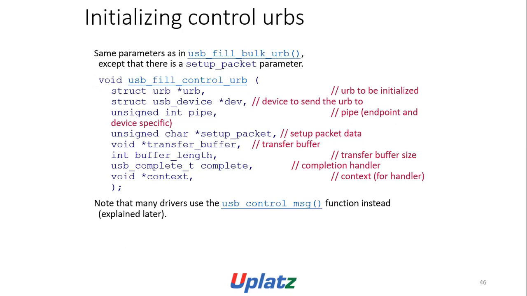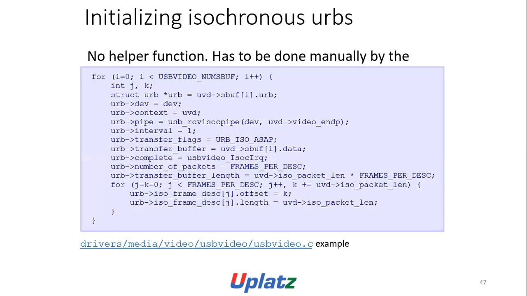Initializing control URBs: same parameters as in usb_fill_bulk_urb, except that there is a setup packet parameter. The URB to be initialized, device to send the URB to, pipe (endpoint and device specific), setup packet, transfer buffer, transfer buffer size, completion handler, context for the handler. Note that many devices use the usb_control_msg function instead.